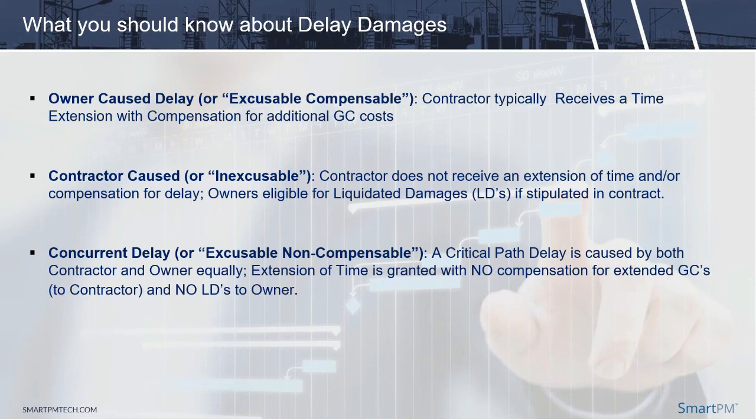And then there's the excusable non-compensable, which is also called concurrent. That's where both parties are at fault. That's where both parties equally delayed the job. And what ends up happening there is the time is extended, but no money changes hands, no liquidated damages, no general conditions, which makes all the sense in the world. When two parties cause this problem, neither of them should be compensated, but the time should be extended.